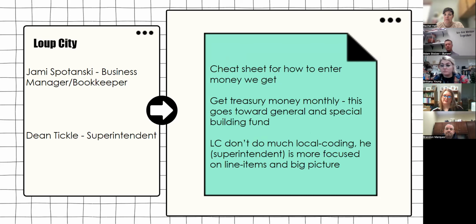She also just said she always has a cheat sheet for how she enters the money that we get because she wants to make sure she's doing it correctly. We obviously get the treasury money monthly, and this goes toward our general and special building fund. And then the big thing that she said, and I know we talked about this last week also, Loop City really doesn't do a lot of local coding. The superintendent is much more focused on light items and big picture things.